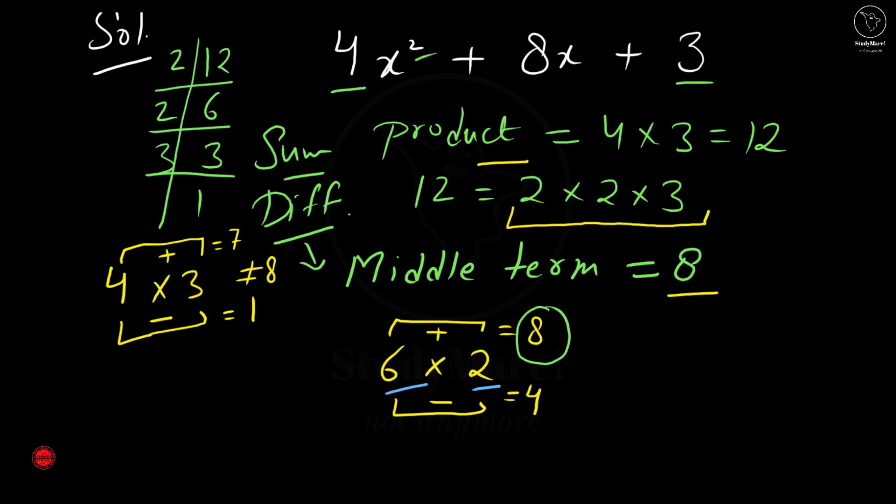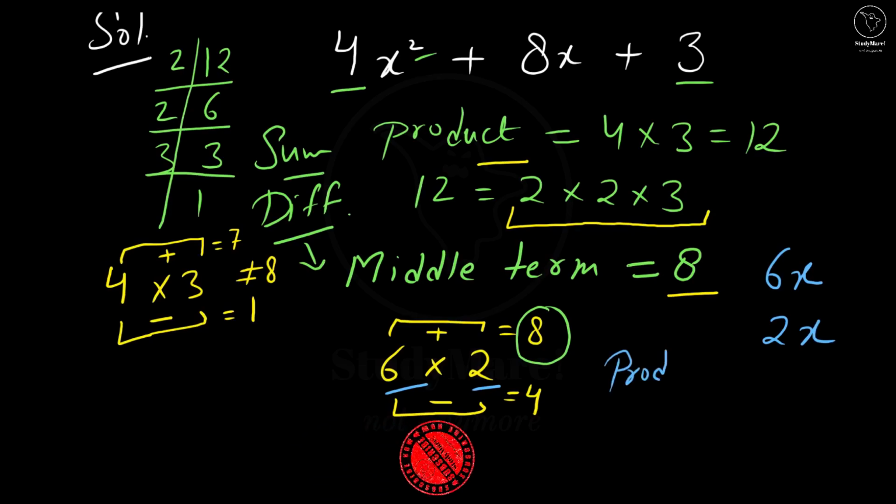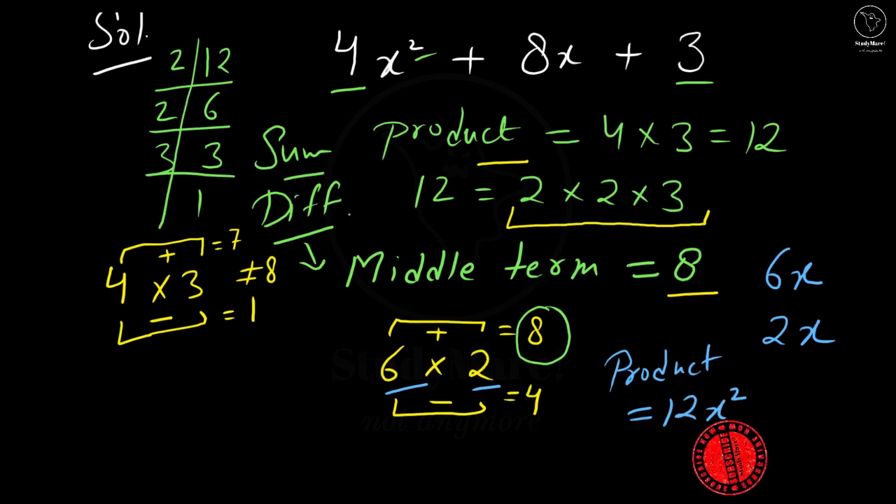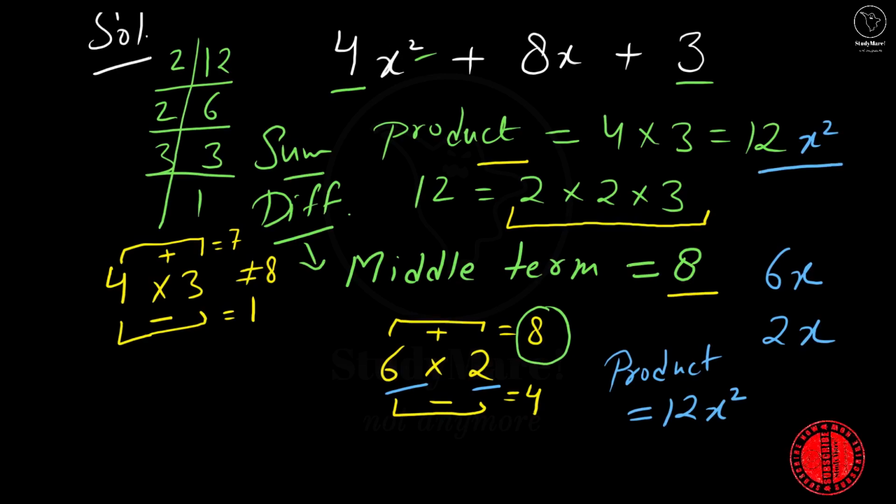That means we can take one term as 6x, another term as 2x. The product here is 6 twos are 12x square, which is the product here, and if we add these two, we get 8x, that is sum, which is what we required over here. So you see, we got this.